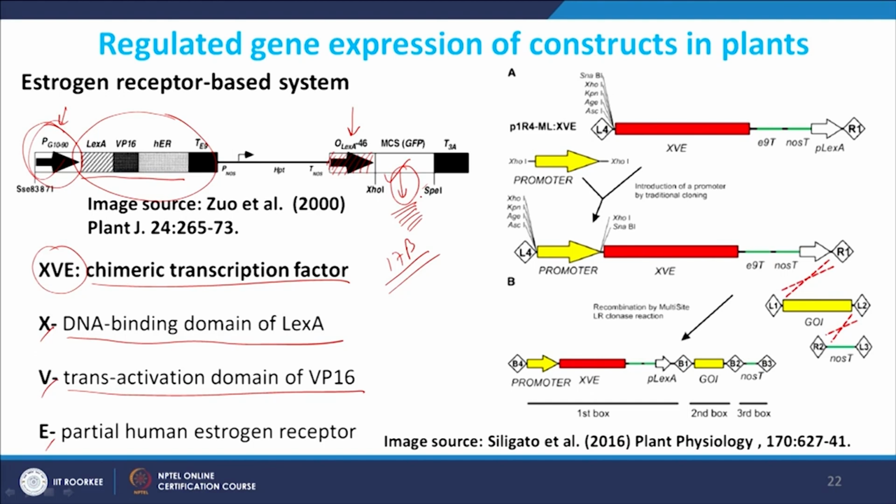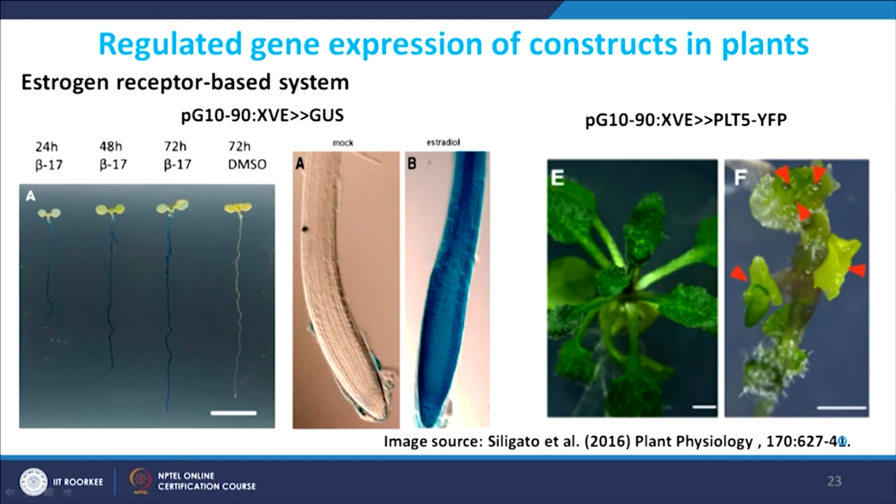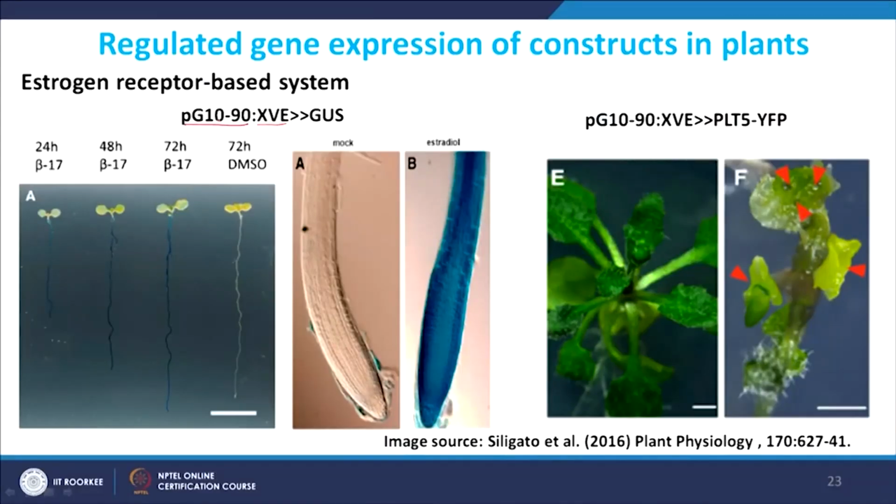This has recently been discussed in great detail and a lot of Gateway based constructs have been generated which can be used for making this kind of study. But if you see how strongly this is working, here the promoter is G1090, which is again an artificial, very broadly expressed promoter, and XVE is driven by this promoter, and the downstream gene which is cloned is GUS. If you do not induce the plant, you cannot see GUS expression at all, but when you induce with estradiol at different time points, you can see very strong GUS expression.